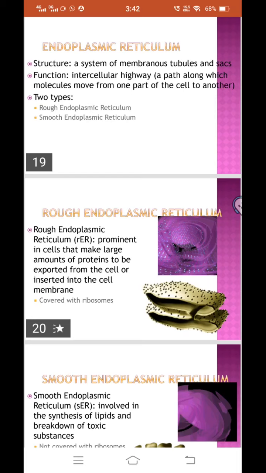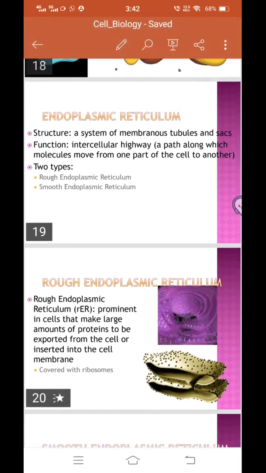Next organelle is the endoplasmic reticulum. Now this endoplasmic reticulum is also very important for the cell. Now the structure of the endoplasmic reticulum is a system of membranous tubules and sacs, means vacant space present होती है in the endoplasmic reticulums.